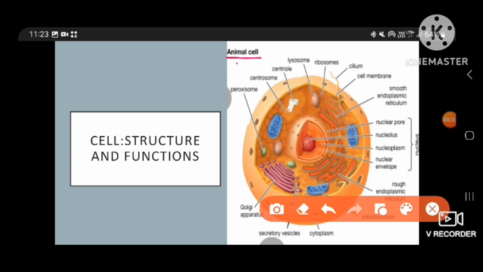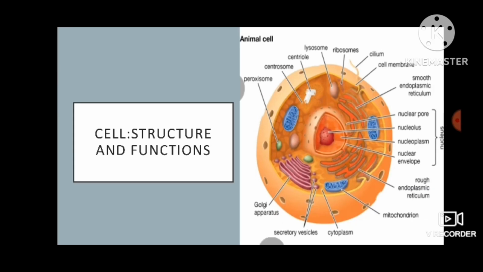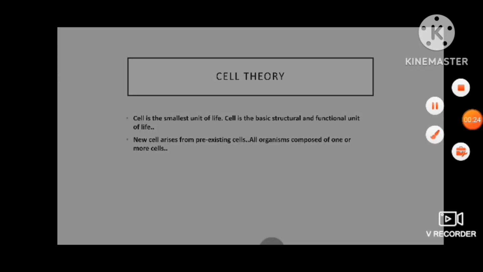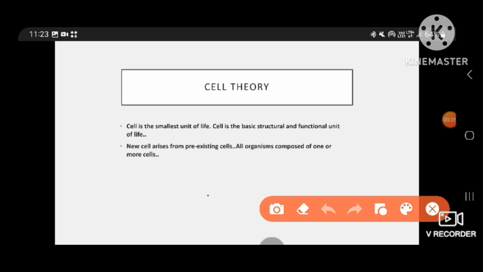First of all we have to study the cell theory. As we know, the cell is the smallest unit of life; the cell is the basic structural and functional unit of life. New cells arise from pre-existing cells, and all organisms are composed of one or more cells.